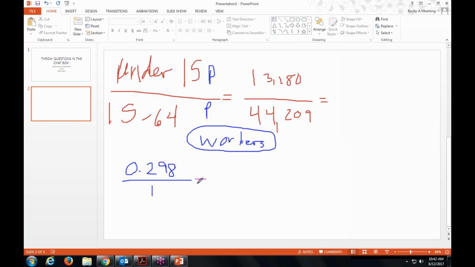One thing, you can still compare to 100 workers, which moves the decimal two places. So I would say 29.8 children are dependent on 100 workers. You can move your decimal as many places as you want, as long as you move it the same number in the bottom and the top.